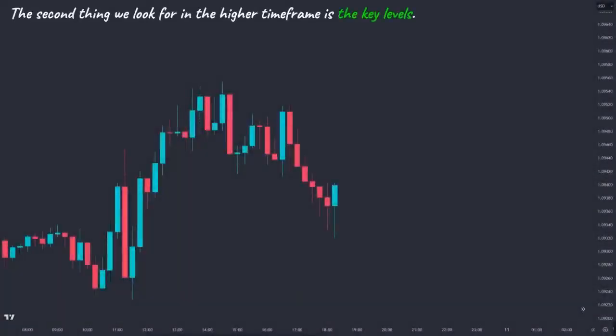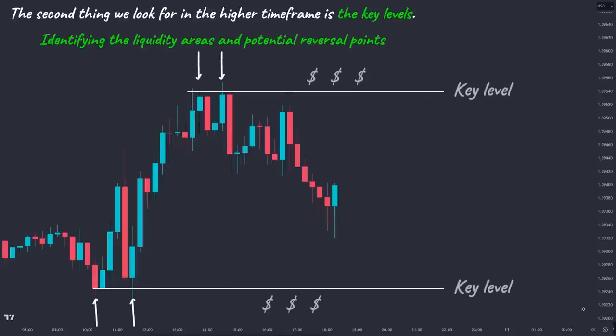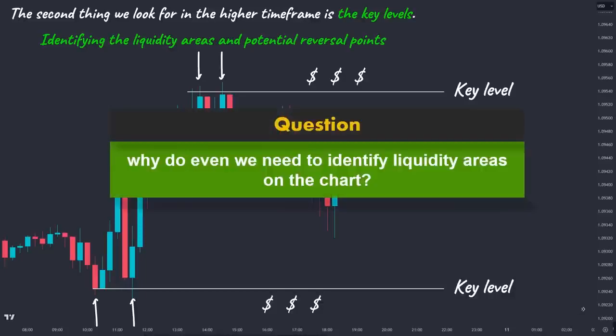We identify the key levels for two primary reasons: identifying the liquidity areas and potential reversal points that are our higher time frame targets. When analyzing the chart, we consider the traditional support and resistance levels as liquidity areas, especially equal highs and lows or multiple rejections, which are considered critical liquidity zones. Now, why do we even need to identify liquidity areas on the chart?